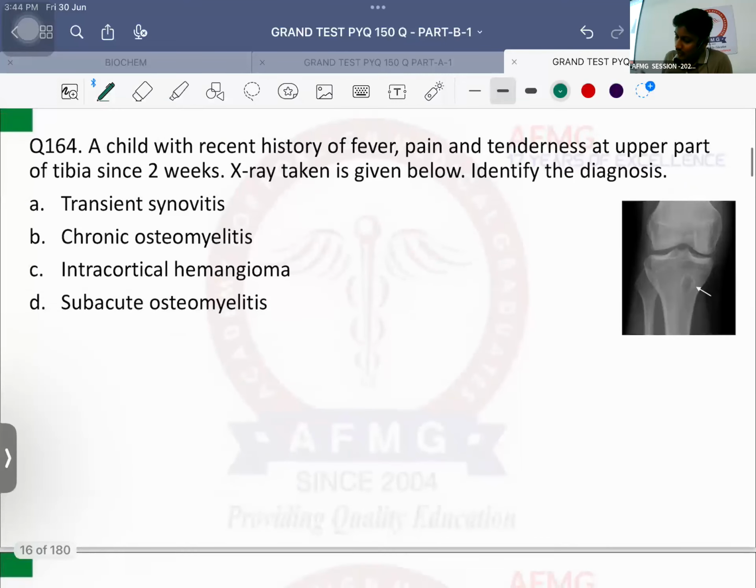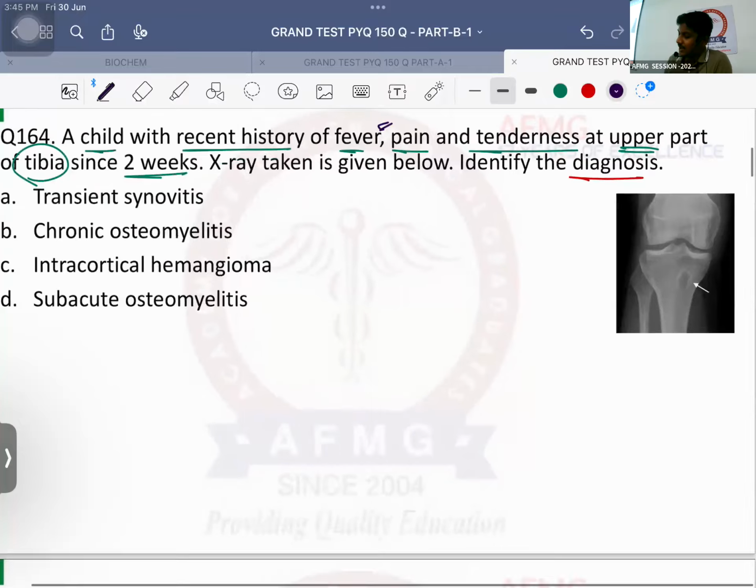Question number 164. A child with a recent history of fever, pain and tenderness at the upper part of the tibia. Okay? Since 2 weeks. X-ray taken is given below. Identify the diagnosis. Child with fever, pain and tenderness in the bone. Fever and pain are signs of inflammation. So definitely there is inflammation, and that inflammation is due to infection. Right? So there is bone infection over here. And bone infection is known as osteomyelitis.